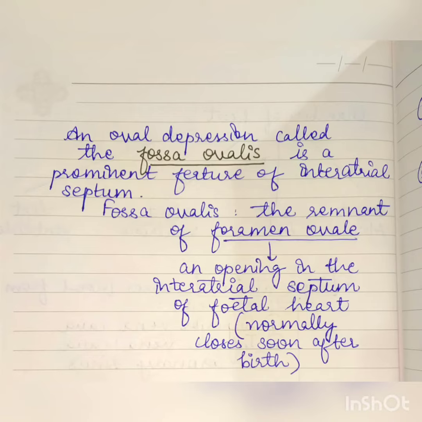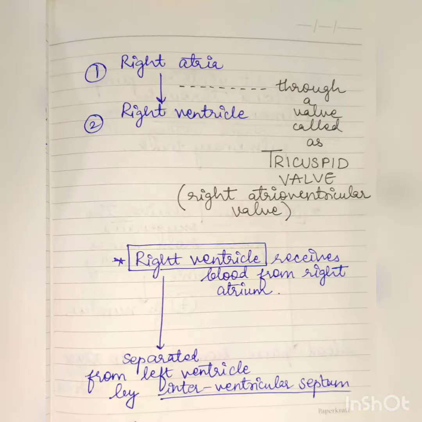Now, as far as the flow of blood is considered, the blood flows from the right atrium towards the right ventricle, and for this it passes through a valve called the tricuspid valve, also termed as the right atrioventricular valve. Now, as far as the right ventricle is considered, it receives blood from the right atrium, and the right ventricle is separated from the left ventricle by the interventricular septum. It's again a septum which is present in between the ventricles.